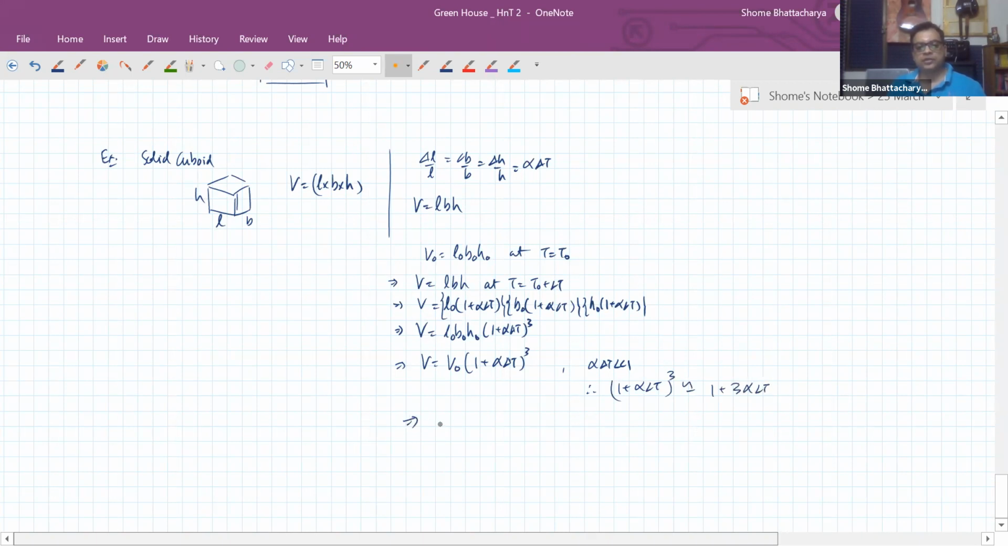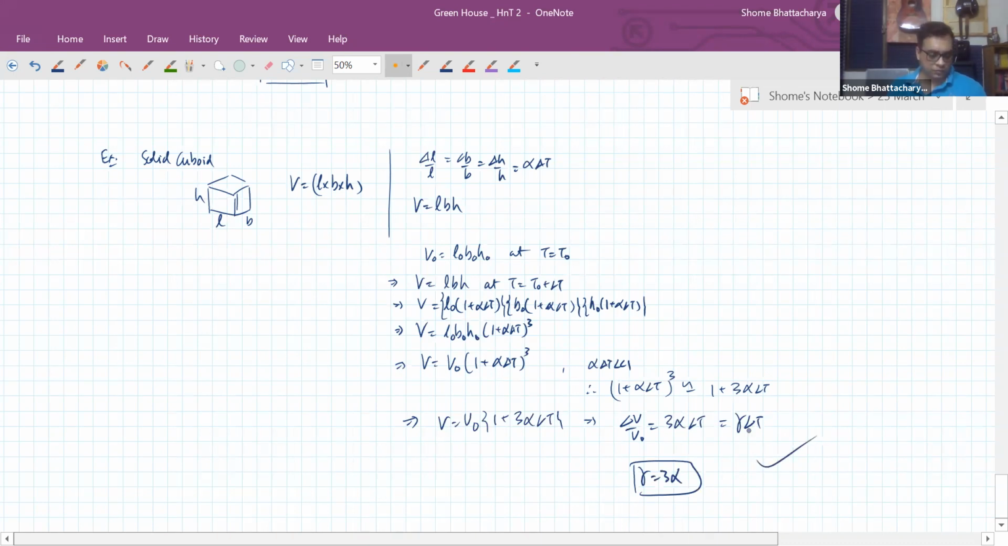So we can see that V is equal to V naught times 1 plus 3 alpha delta T. So gamma is equal to 3 alpha.